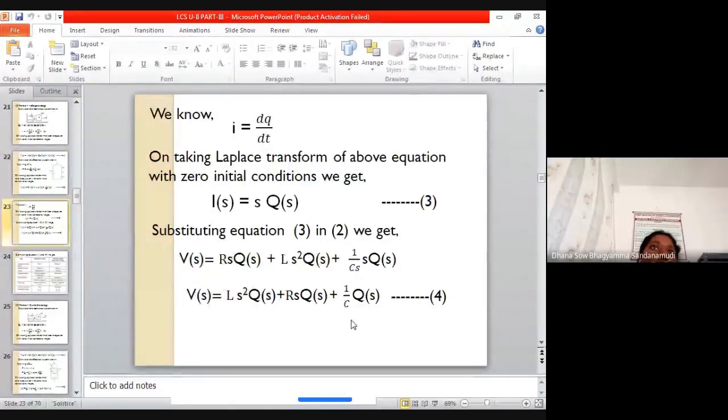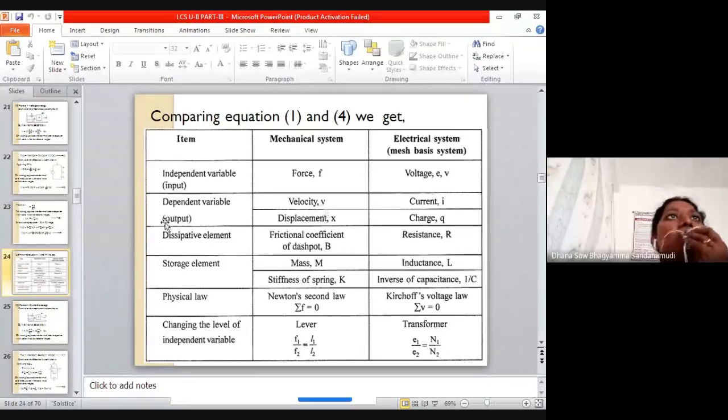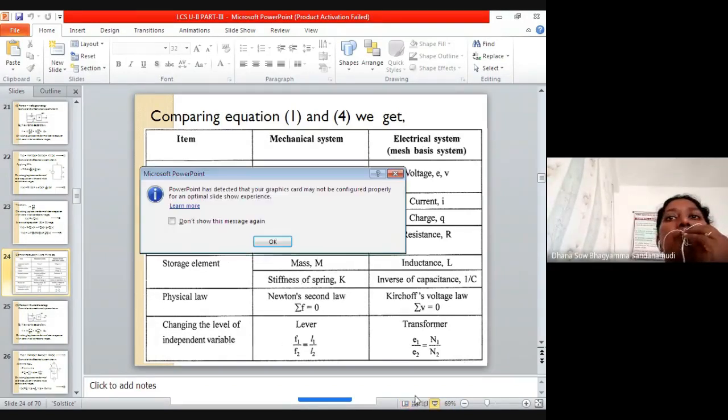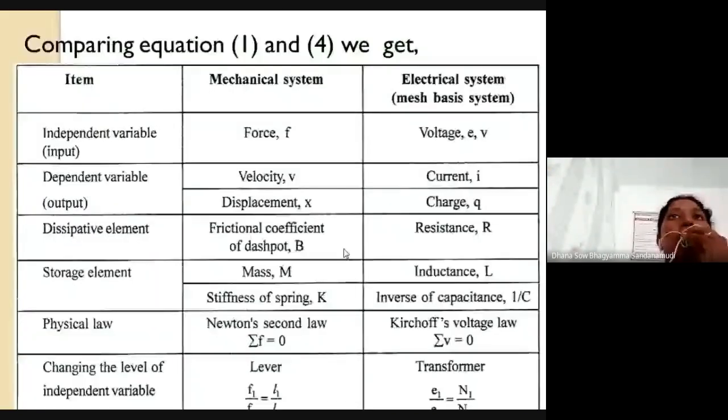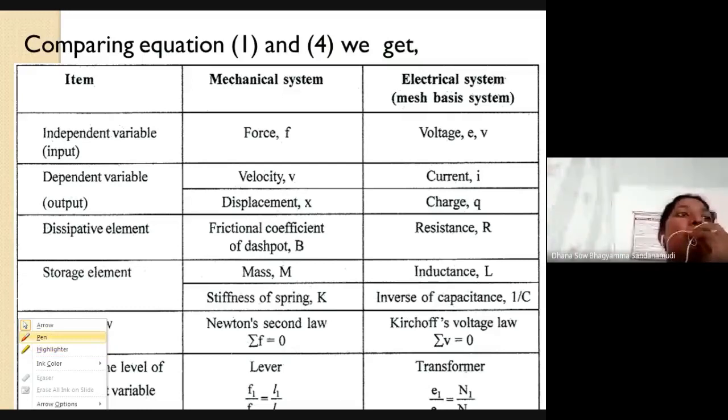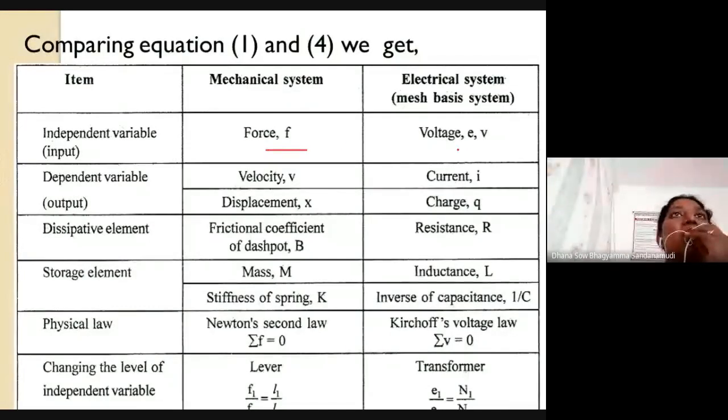Okay, so we can draw a table. We can consider mechanical elements and electrical elements. What is the input for your mechanical translational element? It was force. What is the input for the electrical system that you have considered? It is the voltage. You can represent voltage in terms of E or V.